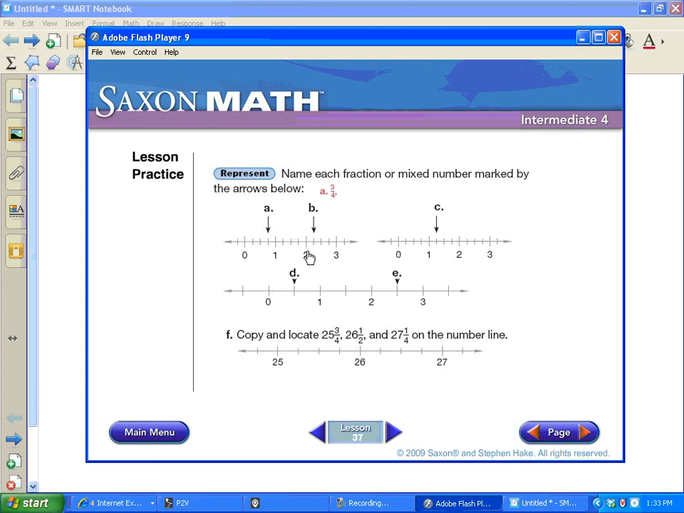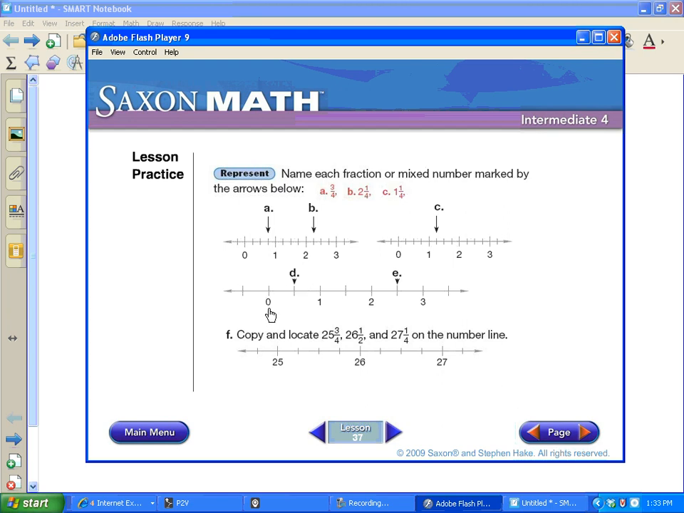Now let's look at B. We know that each tick mark is a 4th now, don't we? So it's 2 and 1/4. Let's look at C. We know we're past the 1. Okay, let's figure out the sections. 1, 2, 3, 4, and it's pointing to the first one. So 1 out of 4 sections all together. So it's 1 and 1/4.